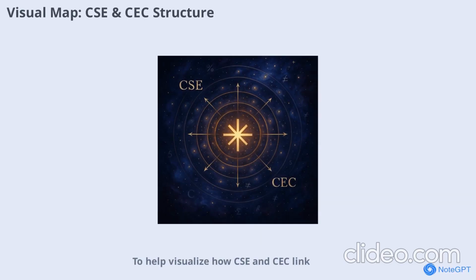To help visualize how CSE and CEC link, imagine a diagram where the void, O stroke, gives rise to everything, which is governed by the equilibrium principle omega. CSE describes the dynamic balancing process while CEC measures the degree of balance. In the multiverse, these principles extend outward, connecting all universes in a web of interdependence.